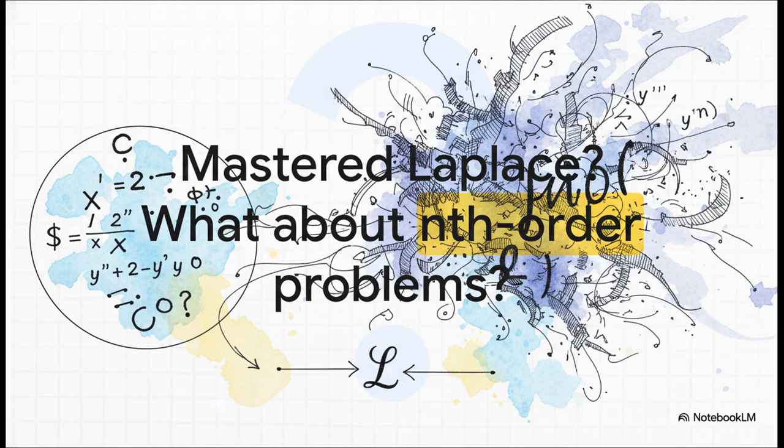Okay, so you've probably got second-order equations down. No sweat, right? But what happens when the game gets harder? A third order? A fourth? What if you see some crazy nth-order derivative? Does the whole method just fall apart? Well, as you're about to see, the answer is a big, fat no.